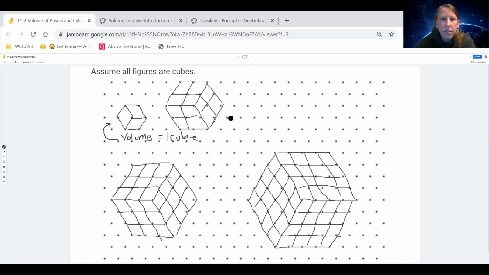What's the volume of this cube? Kind of a trick question. It's 1 cube. The volume of this cube is 1 cube. How many 1 cubes are in there? Well, we could count it up.